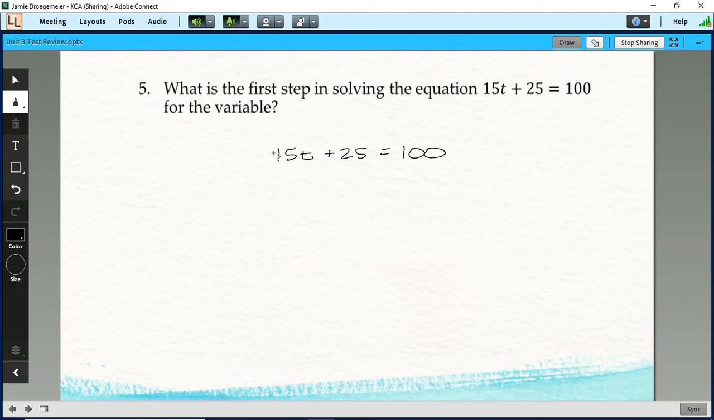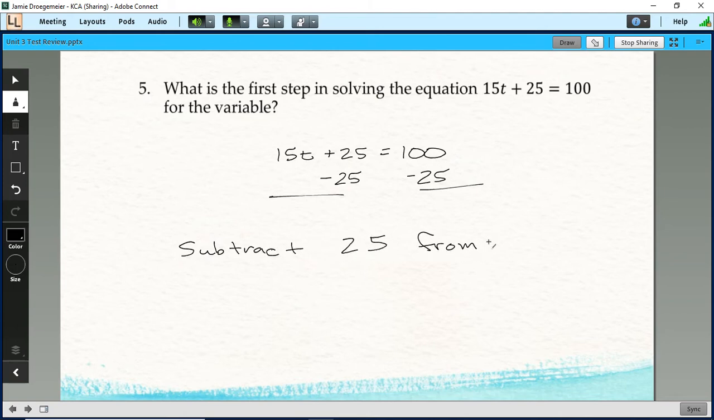You can kind of think of it as the reverse order of our order of operations. We're undoing things. So the last thing we always do in order of operations is addition and subtraction. And so if we're undoing, we're going to undo the last thing that was done. So we're going to undo that addition. So our first step here would be to subtract 25 from each side. All right, and they didn't ask us to solve for t, they just wanted to know what our first step was there, and that would be it.